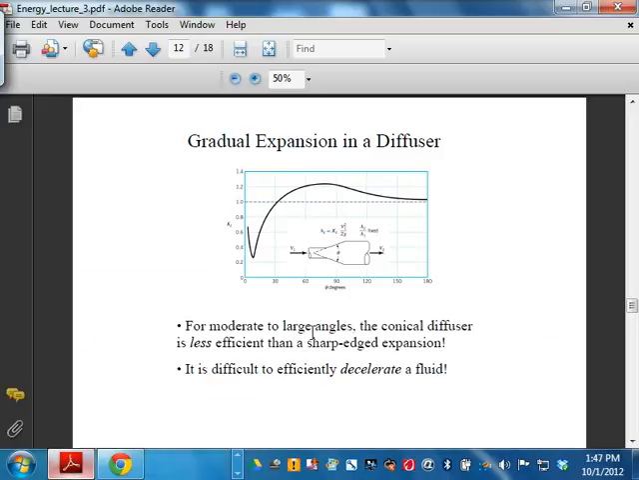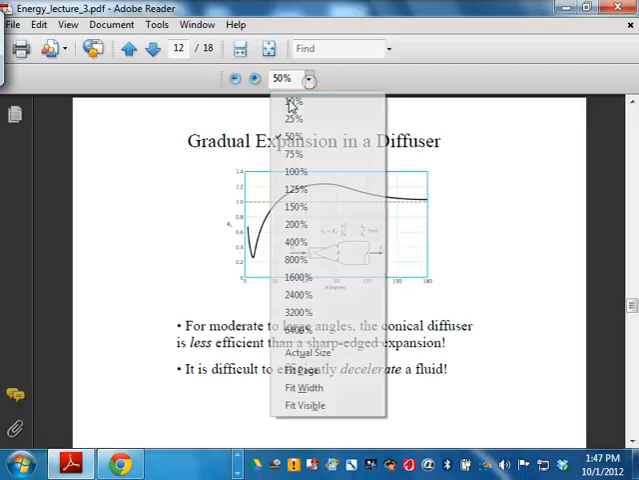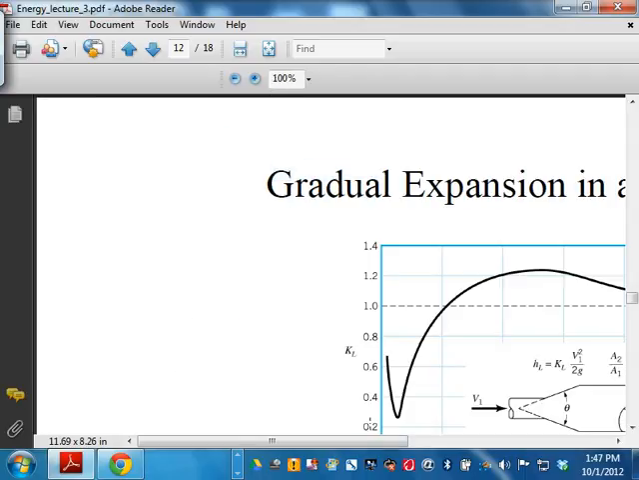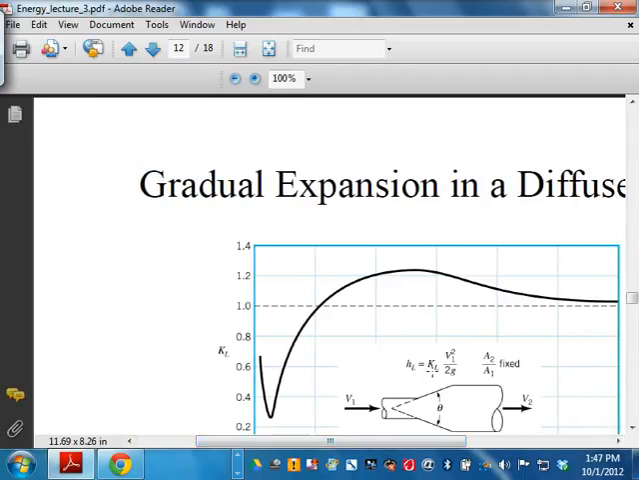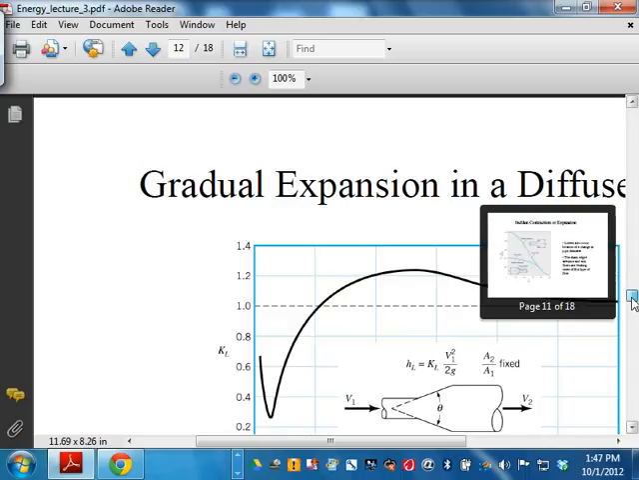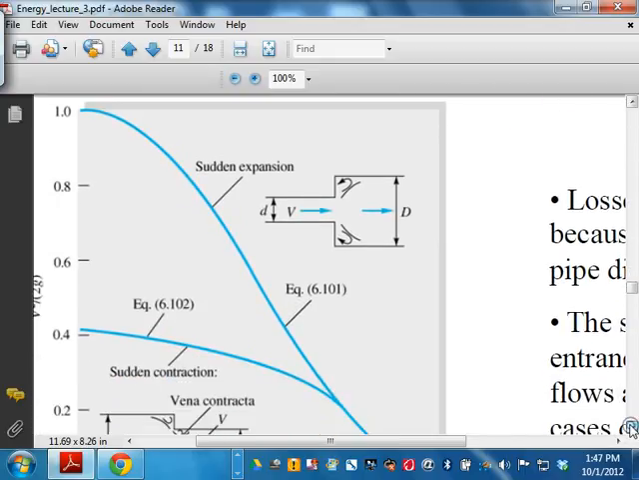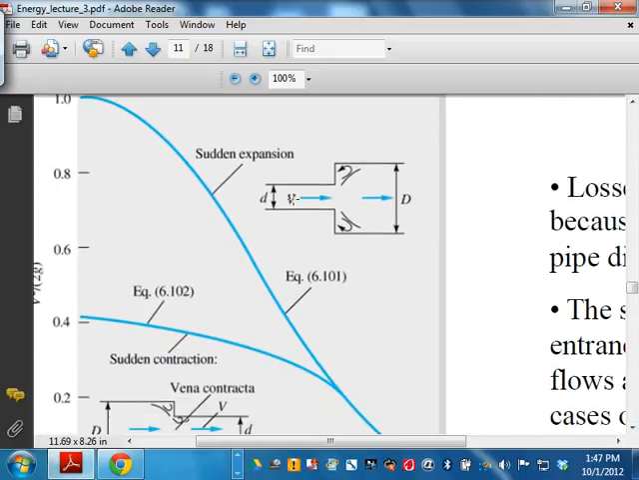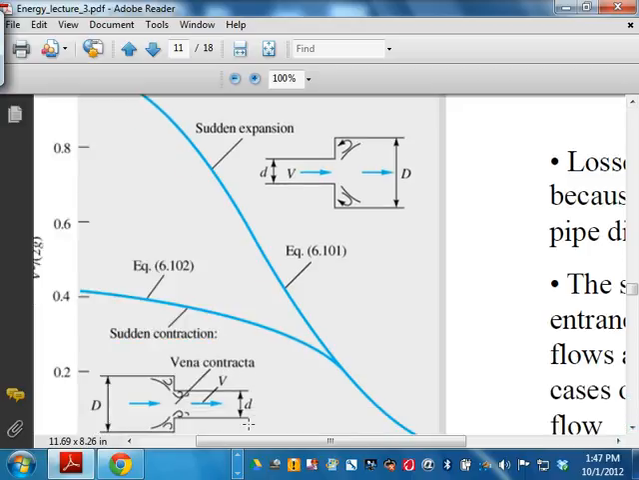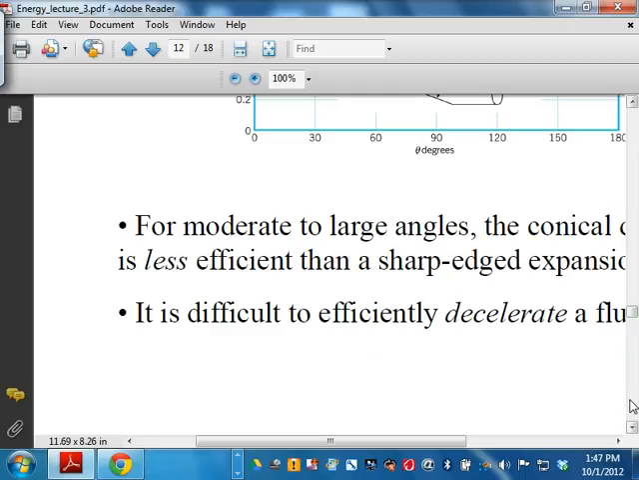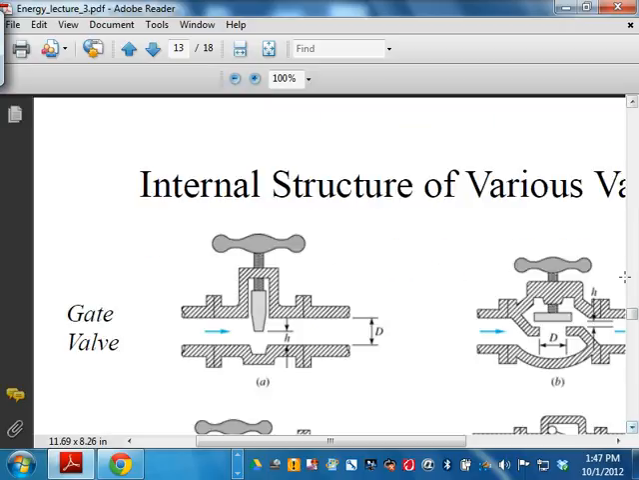Okay, so as you can see, in both cases, the KL is based on the V1, the higher velocity. In here, you see the KL, the velocity is always based in the smaller pipe, this velocity, and in here is this velocity. Okay? Another one? Any other thing? No, I think that's it.